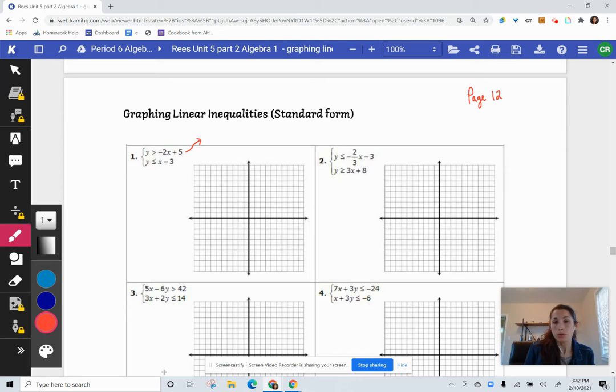So the first thing is we would graph our y-intercept. Our y-intercept is at (0, 5). Our b value is 5. And we know our slope, our m, is -2, that would be like -2/1. We also know that because it is a greater than symbol, the shading would be above the line, and it would be dashed, above and dashed.